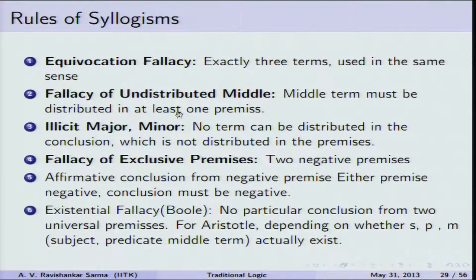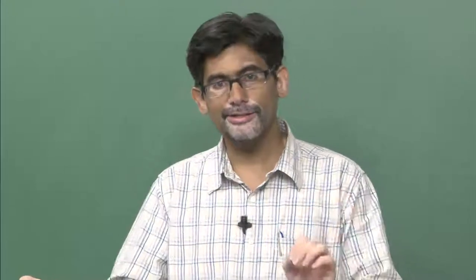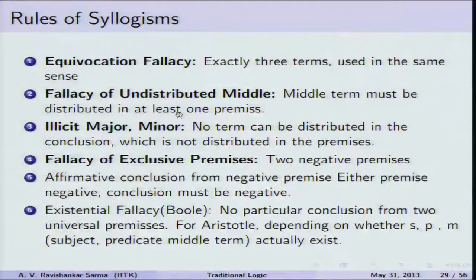The major term is the predicate of the conclusion, and the minor term is the subject of the conclusion in a syllogism. So wherever the subject term of the conclusion occurs in the premises, that is the minor premise, and wherever the major term, the predicate of the conclusion, occurs, that is the major premise. When the problem lies with the major term or the minor term, that is what we need to look for: where this undistribution is taking place, that is where this kind of fallacy arises.